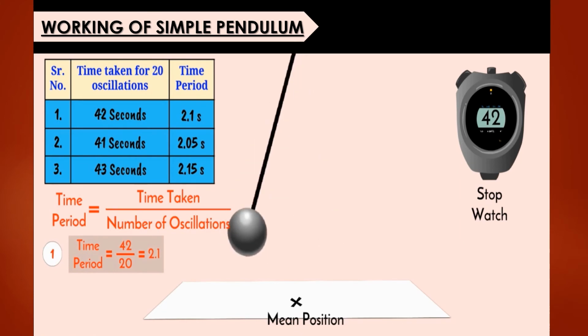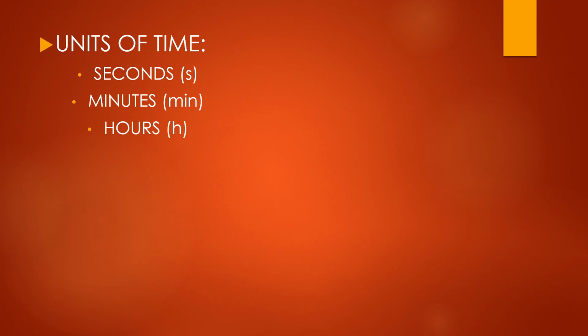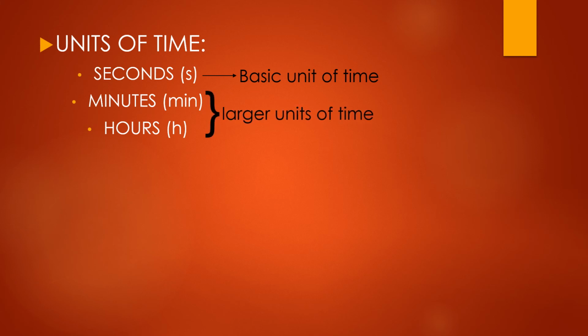A simple pendulum repeats its motion after a fixed time period. We take that as its reference to measure time. In fact, you can take any periodic motion as a reference to measure time. A watch works on the same principle. Units of time. There are different units of time: seconds, minutes, hours. Seconds is the basic unit of time, and minutes and hours are called larger units of time.